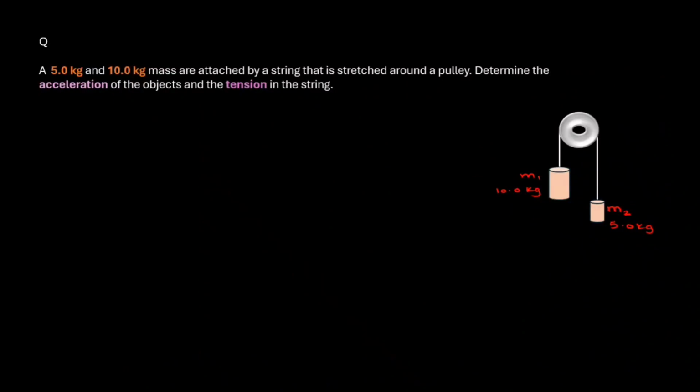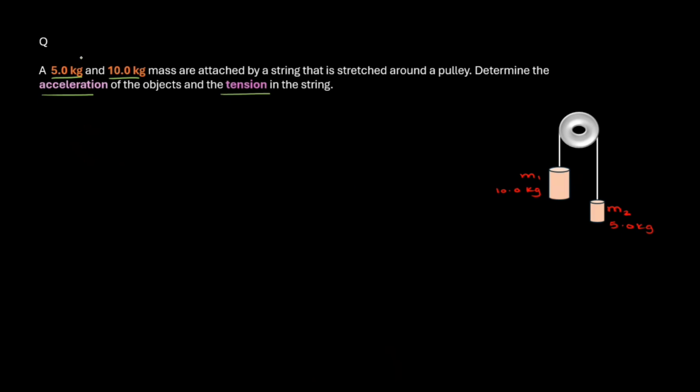In this video, we are going to discuss a problem based on the Atwood machine. An Atwood machine is a device that has masses attached to a rope that passes over a pulley, as shown in the figure. The question says a 5 kilogram and 10 kilogram mass are attached by a string that is stretched around a pulley. Determine the acceleration of the objects and the tension in the string.